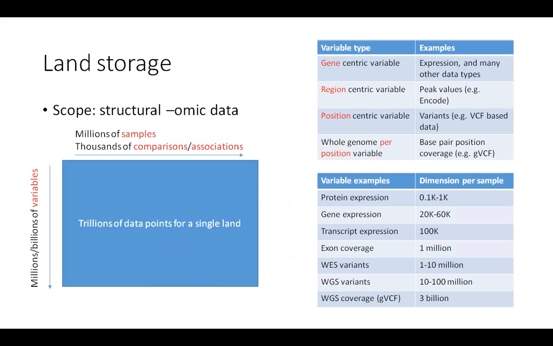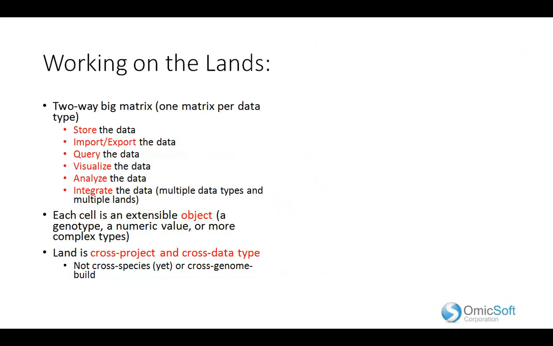So now we define the scope of the Land. It's a two-way big matrix, potentially very sparse, and for each data type we can have such a matrix. We want to store this matrix, and import and export it based on some common formats. We want to query the data in different ways: by row, by column, by subblock. We want to quickly traverse by row, by column, and sometimes just a subset of the matrix.